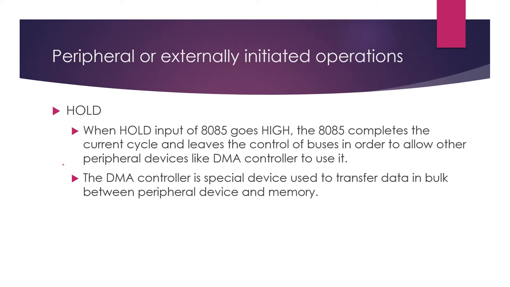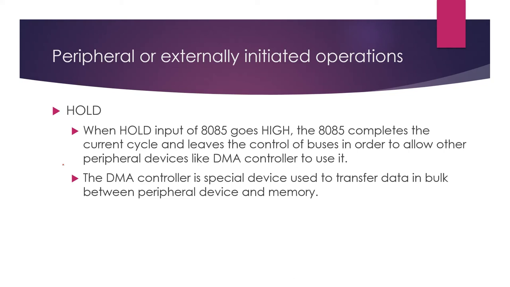And hold. When the hold input of the 8085 goes high, the 8085 completes the current cycle and leaves control of the buses in order to allow other peripheral devices, like the DMA controller, to use them. DMA means direct memory access. What is a DMA controller? It is a special device used to transfer data in bulk between peripheral devices and memory. Generally, before the DMA controller, an input device transferred data to the microprocessor and the microprocessor transferred it to memory. The microprocessor is generally used for processing, not for data transfer.